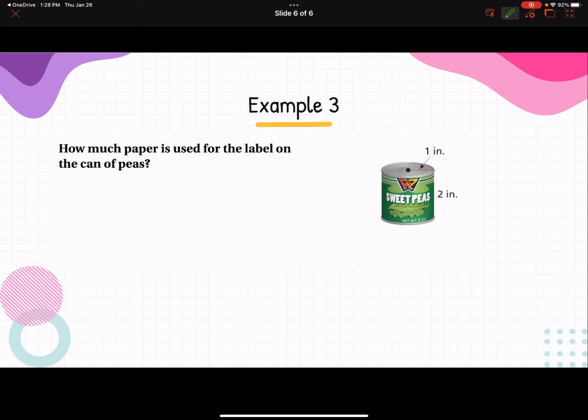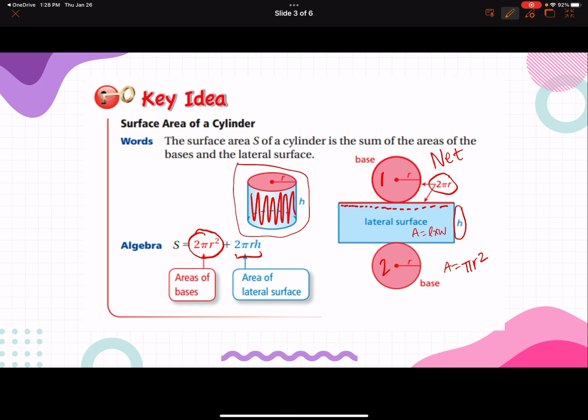All right, one more. It says example 3, how much paper is used for the label on this can of peas? So remember, surface area is the outside, and this label is on the outside. But the special thing about this is it's not on the top and the bottom. So the circles on the top and the bottom, I don't need a label for those. So instead of using the whole formula, I'm going to go back to the first slide. Let me get a darker color. We're not putting a label on these two circles. We're just putting a label on the rectangle part in the middle.